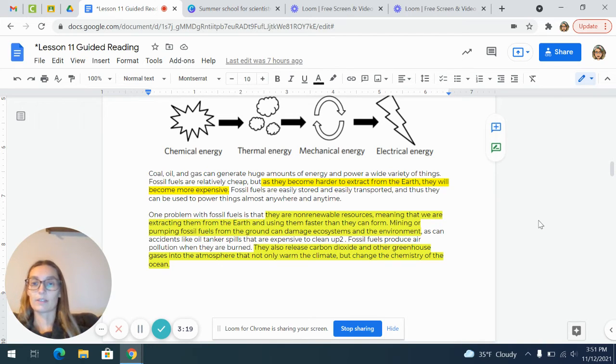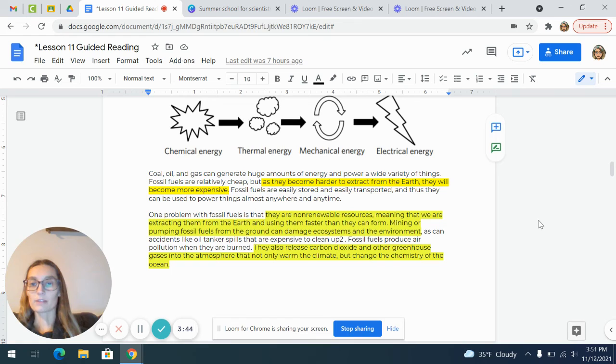Fossil fuels are relatively cheap, but as they become harder to extract from the earth, they will become more expensive. Fossil fuels are easily stored and easily transported, and thus they can be used to power things almost anywhere at any time. One problem with fossil fuels is that they are non-renewable resources, which means that we are extracting them from the earth and using them faster than they can form.